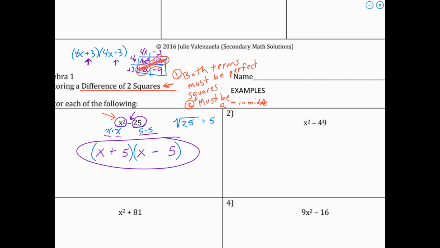So look at number 2 on your own really quickly. See if you can figure out how you would factor x squared minus 49. If you're not sure, use the square root on the calculator. Anytime a variable has a square, it's a perfect square. Anytime the power is an even power, it's a perfect square.